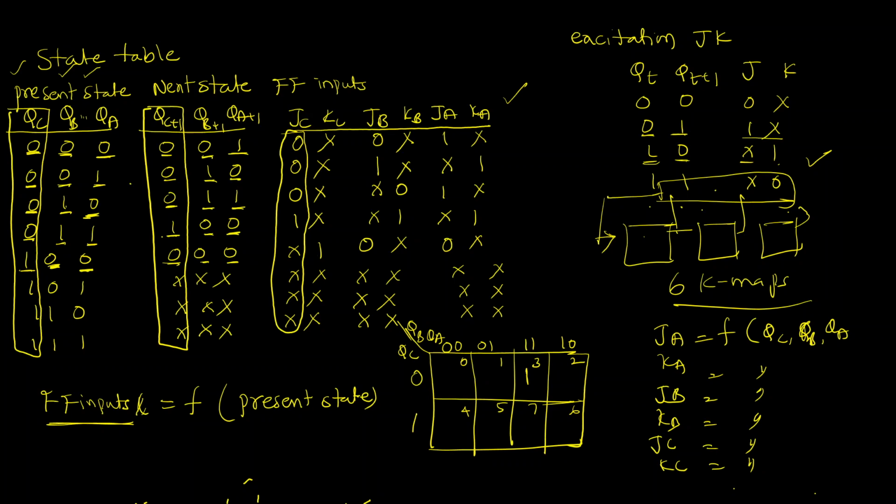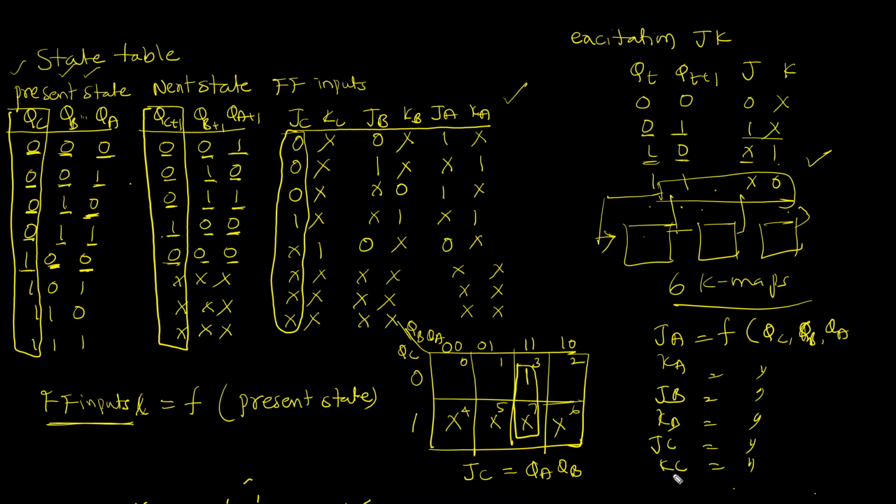What about the others? 4, 5, 6, 7 are don't cares. Is there any possibility for a group of 8 ones? No. So I can only combine these two. What is the expression for JC? What I am getting is 1 1, so it is QA QB. JC equals QA QB.